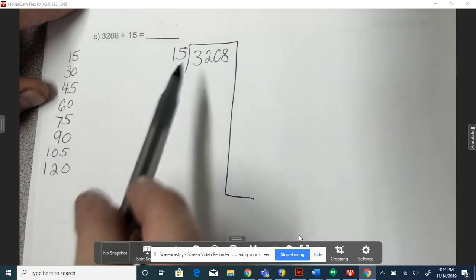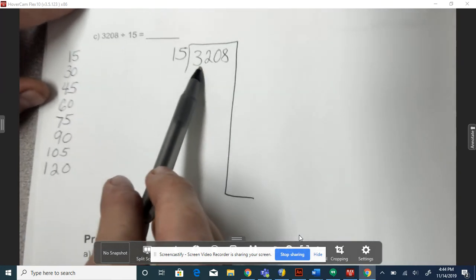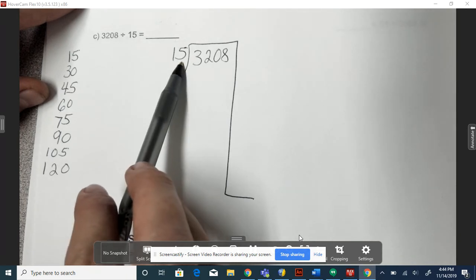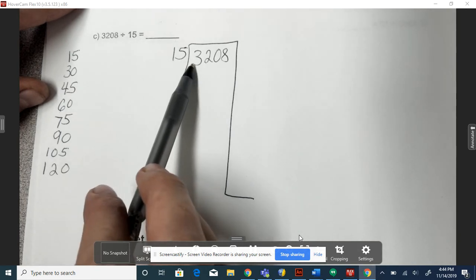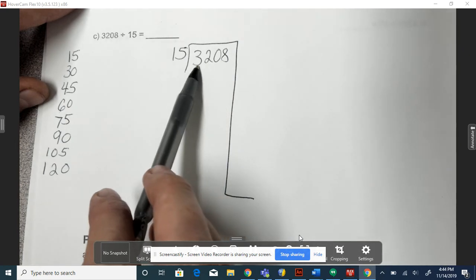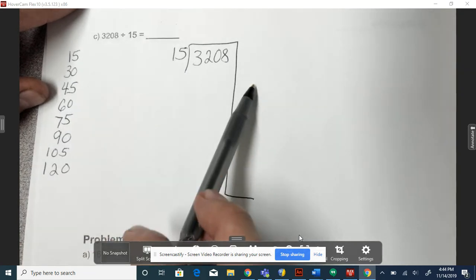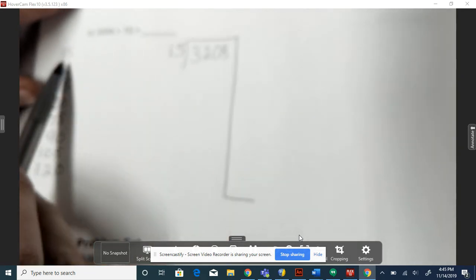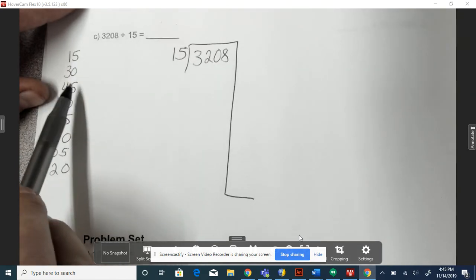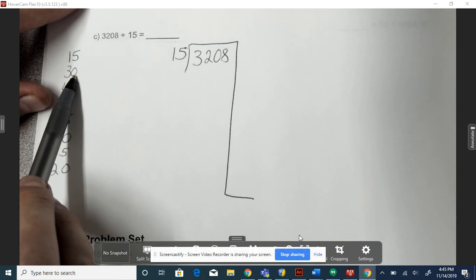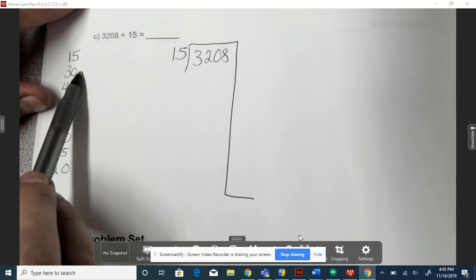So now let's see. We have 3 thousands in our number, but we can't split 3 equally into 15 groups. So we're going to look at the hundreds now. In our entire number, we have 32 hundreds. Well, I know 32 is bigger than 15, so I know I at least can put 1 in here. Let me see. 32. I'm going to look at my multiples. 15, 30, 45. Oh, 45 is too big. I'm going to go back to 30. 30 is our second multiple of 15.